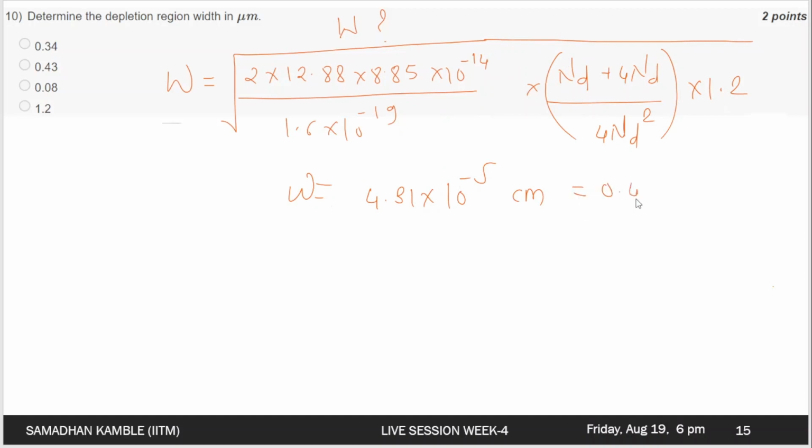rearrange it to 0.431 micron. So the total depletion width is 0.431 micrometer, approximately 0.43 micron.